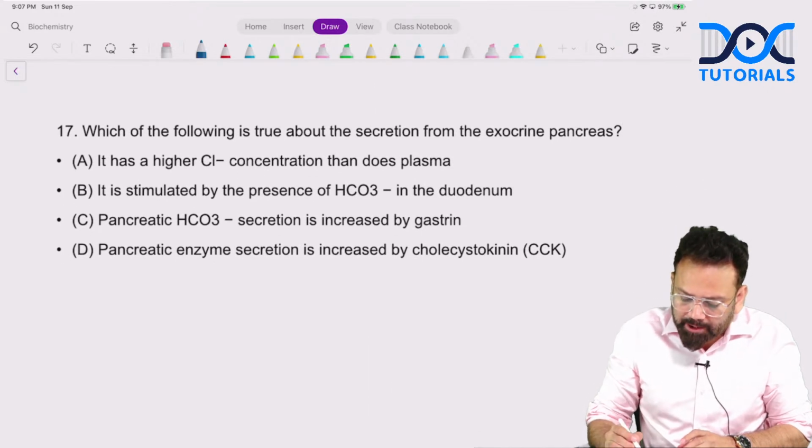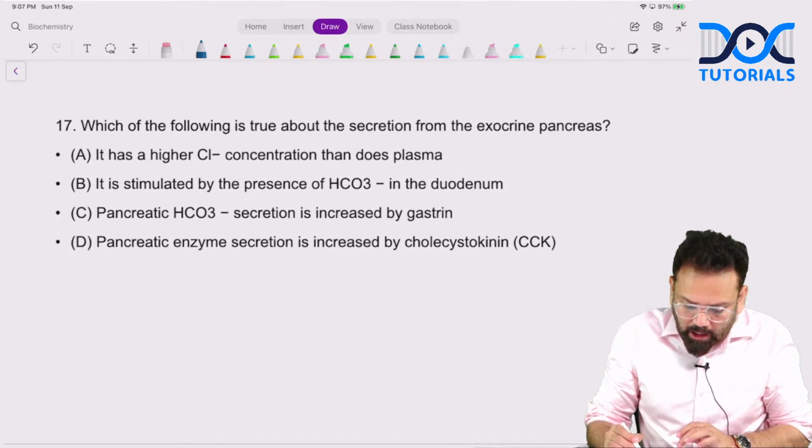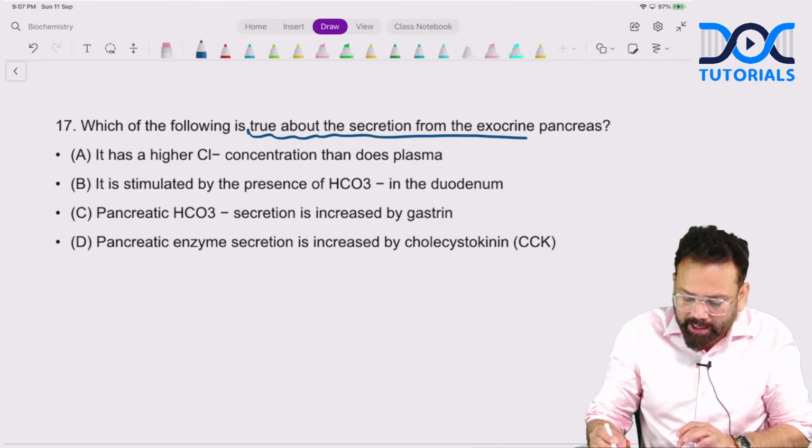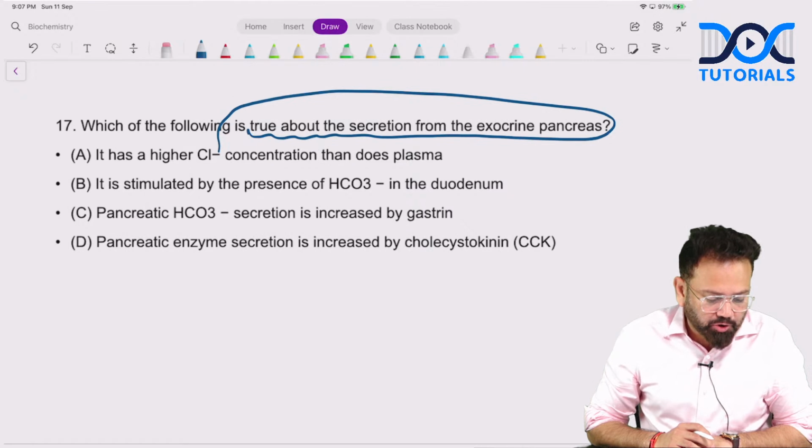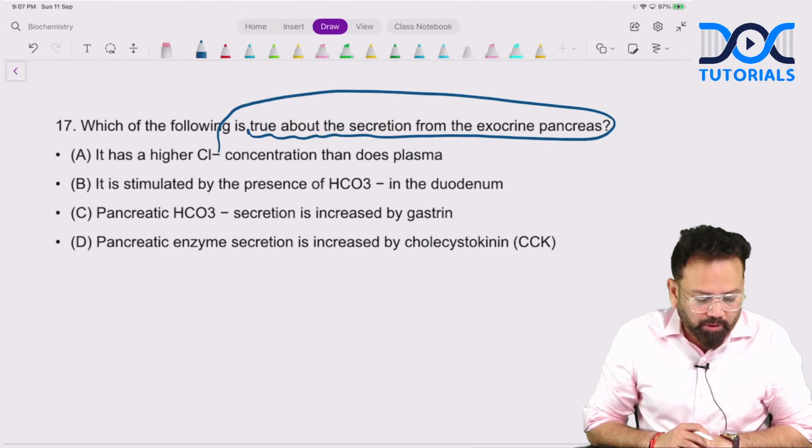Which of the following is true about secretion of the exocrine pancreas? Which of the following is true about the exocrine pancreas?